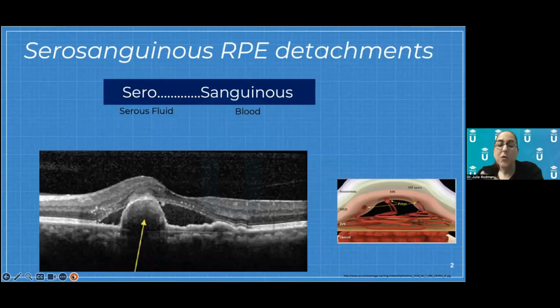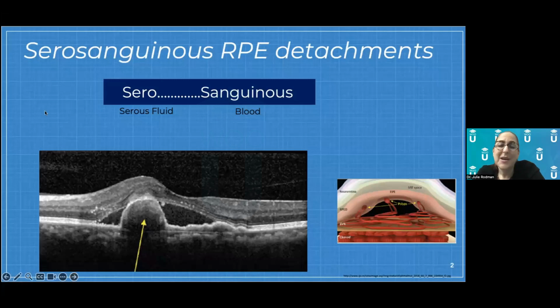What can happen over time is that because these polyps are made up of blood, they can break, right? Anytime you have an area where there's blood where it should not be, they can break. And if they break, you're going to end up getting a choroidal neovascular membrane. So that's kind of the pathophysiology behind this disorder.